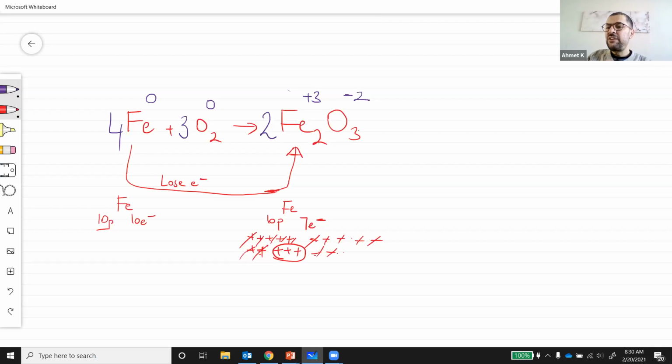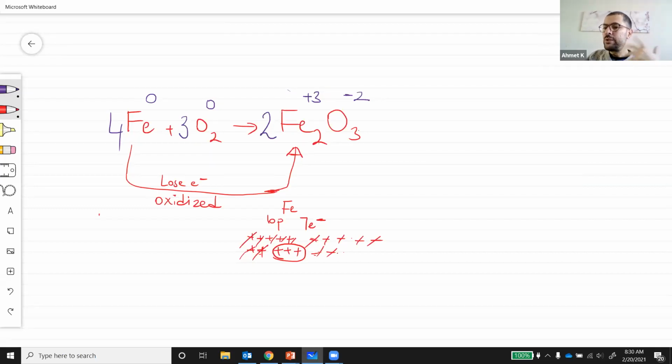Again, if it doesn't make sense right away, you can just imagine numbers; it doesn't have to be the same as the number of protons, as long as you keep track of it. So as you see, it loses electrons. Whenever you lose an electron in a reaction, we say that iron is oxidized.